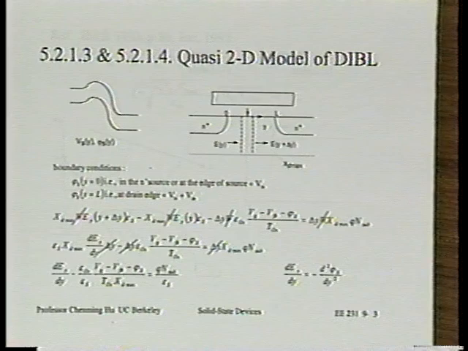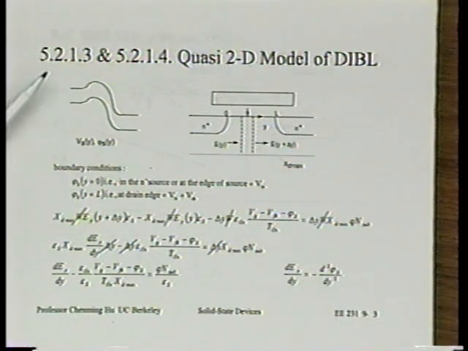Well, let's see. So Jing actually likes this simpler model better for that reason. We'll see. All right, let's continue. Let's look at another model. This model is a new section in the textbook, 5.2.1.3, and two sections together.